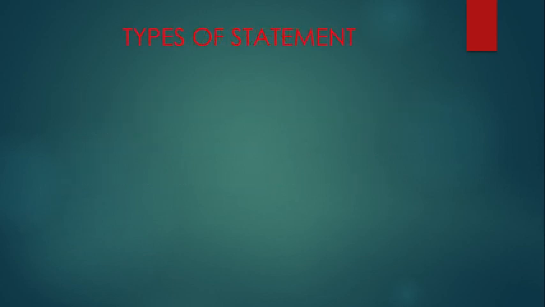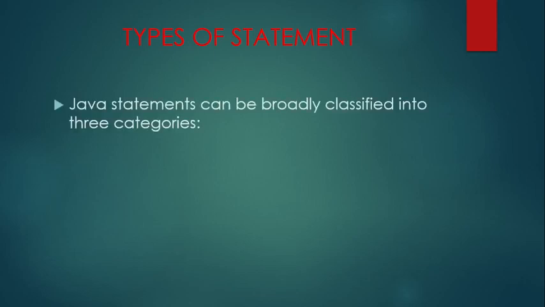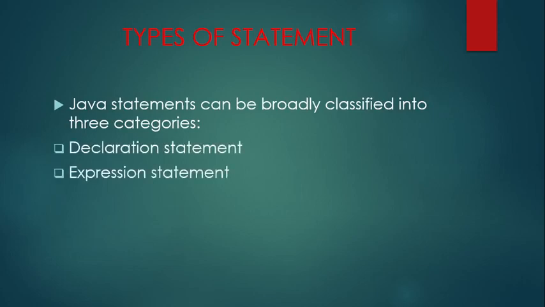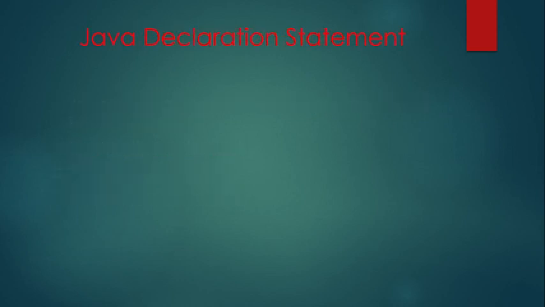Let's discuss the types of statements. Java statements can be broadly classified into three categories. First one is declaration statement, second is expression statement, and third is control flow statement. Let's discuss the Java declaration statement.